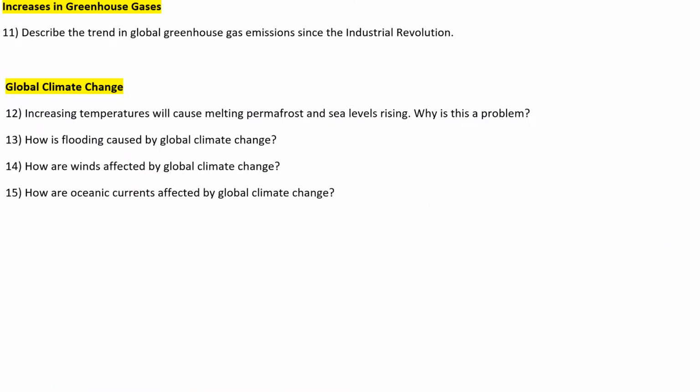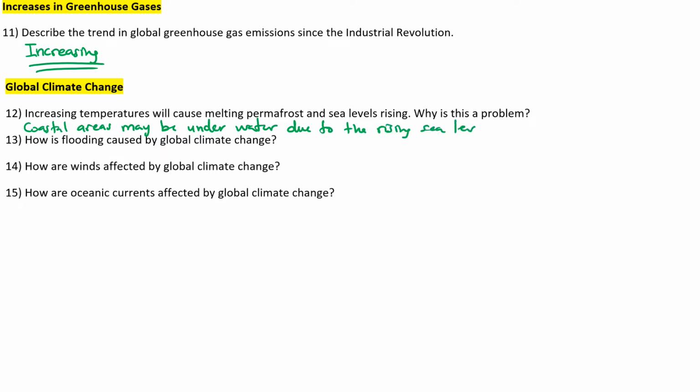Describe the trend in global greenhouse gas emissions since the Industrial Revolution. So, increasing. There it is, y'all. Simply increasing. So, increasing temperatures will cause melting permafrost and sea levels rising. Why is this a problem? Well, coastal areas may be affected, so coastal areas may be under water due to the rising sea levels.